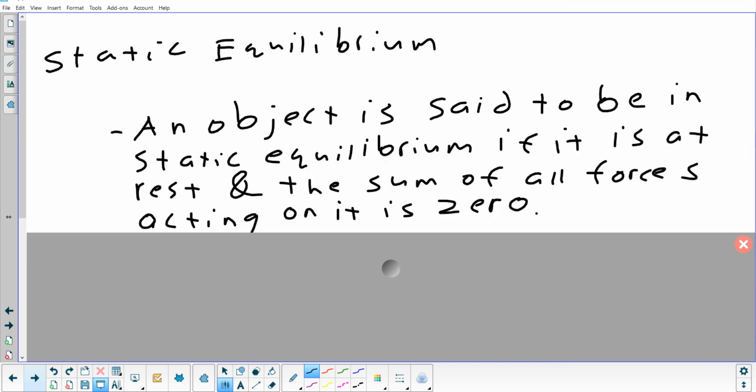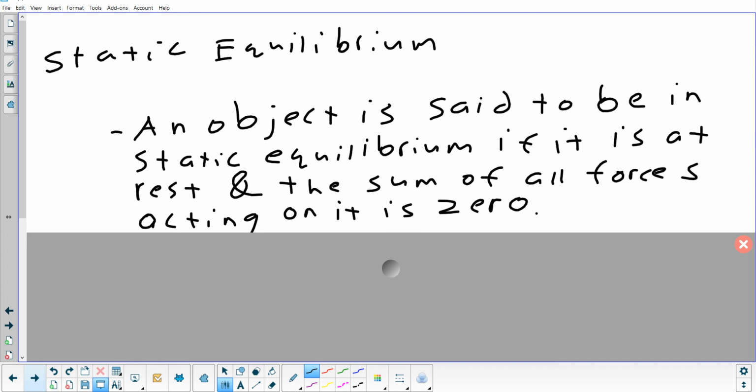So an object is in static equilibrium if all the forces acting on it are balanced. If you look at the pen right there, that's in static equilibrium. Gravity's pulling down on it, but there's also a magnet that's pulling up on it and holding it where it is. When the sum of the forces acting on an object is not 0, then you get acceleration and something starts to move. Static equilibrium means everything is balanced.